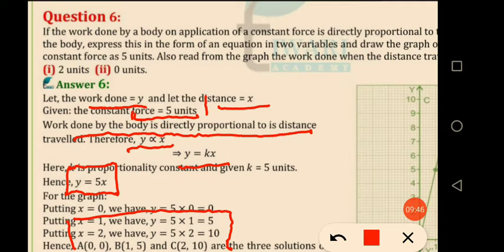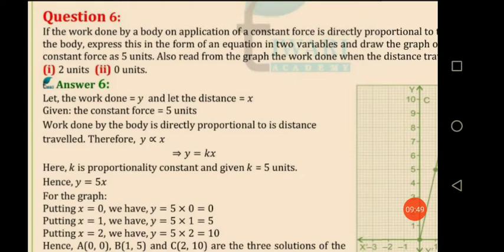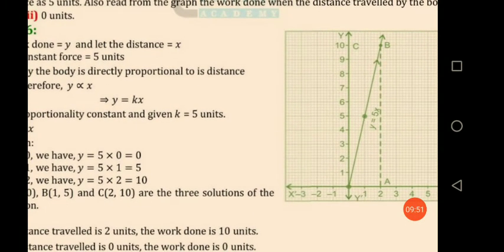You know the process? Yes. We will plot it on the graph. Here it is (0, 0). Then here (1, 5) and then (2, 10), this one. We will join them, and thus this is the required graph.